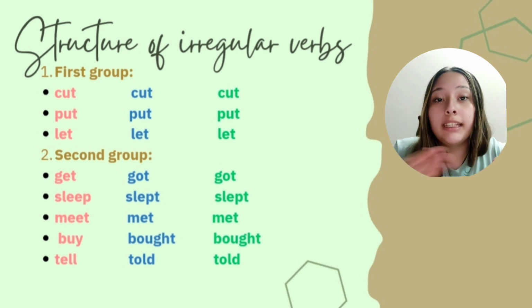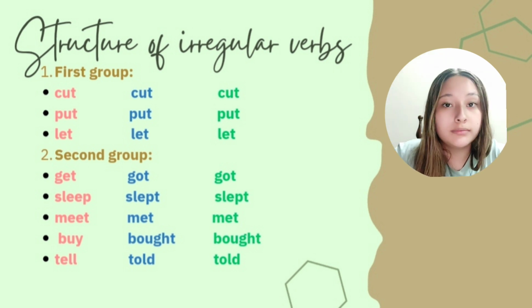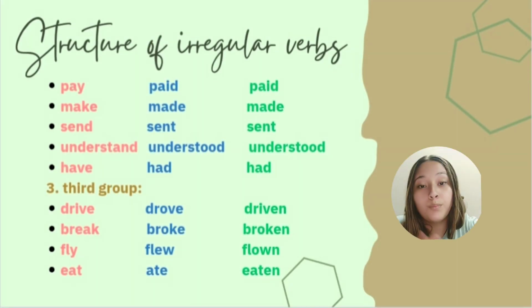For example, get, got, got. Sleep, slept, slept. Meet, met, met. Buy, bought, bought. Tell, told, told. More examples. Pay, paid, paid. Make, made, made. Send, sent, sent. Understand, understood, understood. Have, had, had.